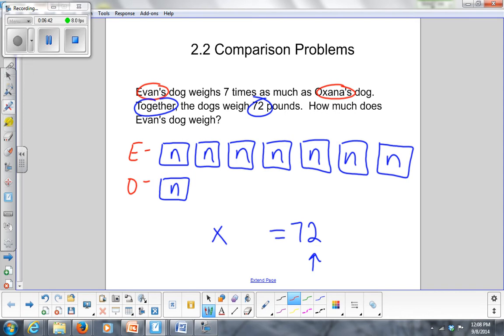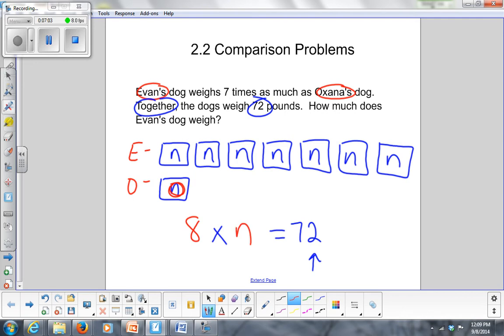7. I'm going to add Evan's dog to Oksana's dog. How many? 8. How many boxes do I have? 1. 7 plus 1 is? 8. Okay. 7 plus 1 is, I'm sorry? 8. Thank you. I heard a 9. All right. But I still don't know what number is in here, right? Okay, that's where variable comes into play.